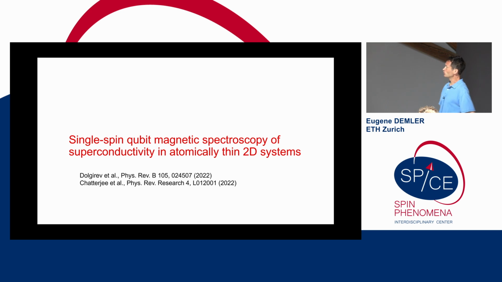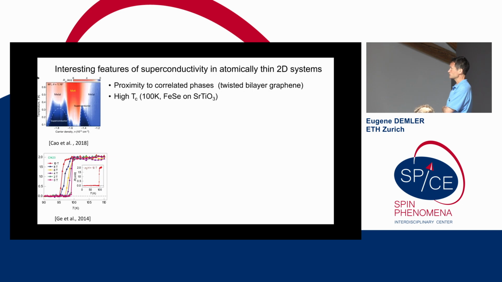Okay, but now let me move on to things which we have been working on, and this is the analysis of superconductors, two-dimensional superconductors. Let me first say why we think it is an important problem. Two-dimensional superconductors have been featured prominently in the last few years. They have very interesting puzzles related to them. For example, in the case of twisted bilayer graphene, superconducting phases occur in the vicinity of Mott-insulating phases, and there are still debates about what is the origin.